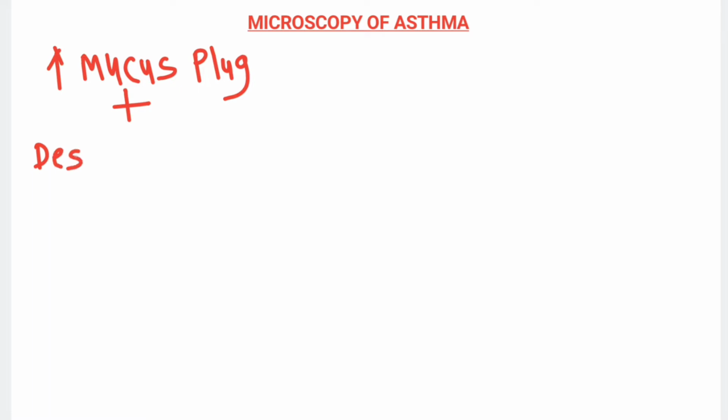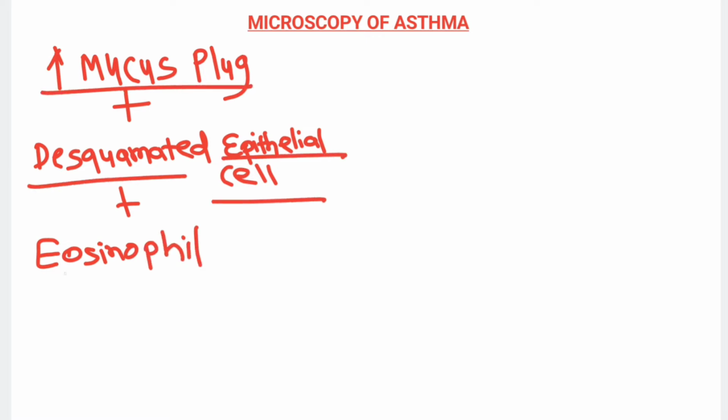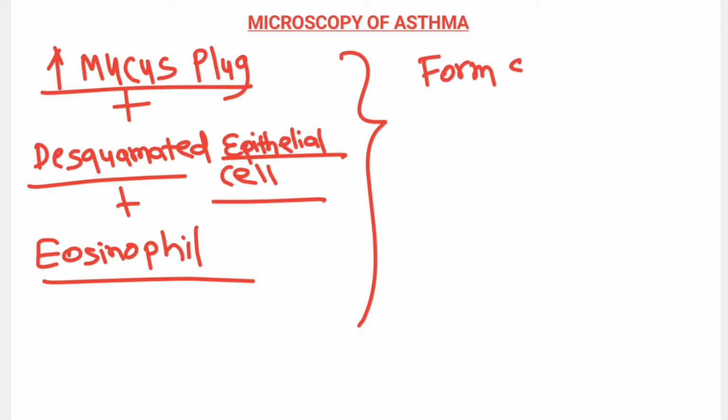Now if you do the biopsy, then the following changes are seen microscopically. The first one is a mucus plug. Then sometimes desquamated columnar epithelial cells can also be present, and there is inflammation by eosinophils. All these three, mucus plug, desquamated epithelial cells and eosinophils, will form a spiral-shaped cast in the airway.